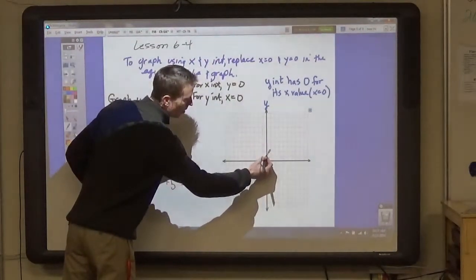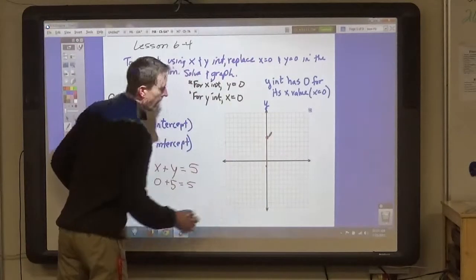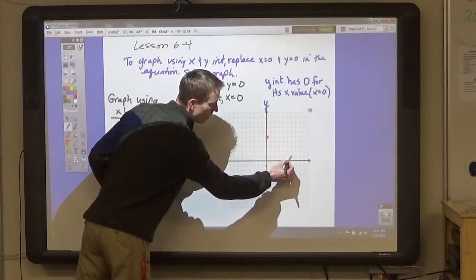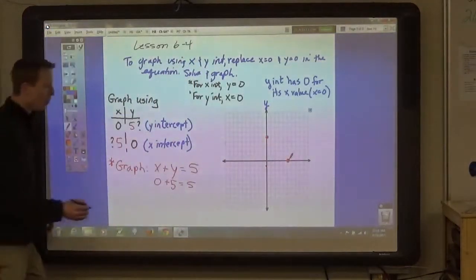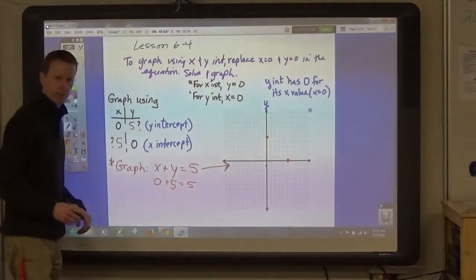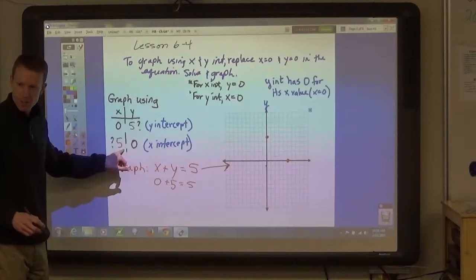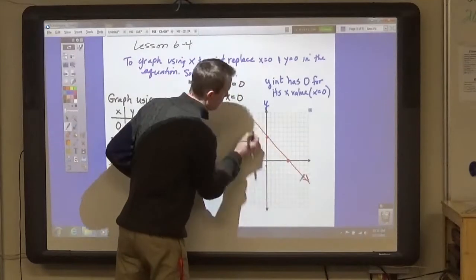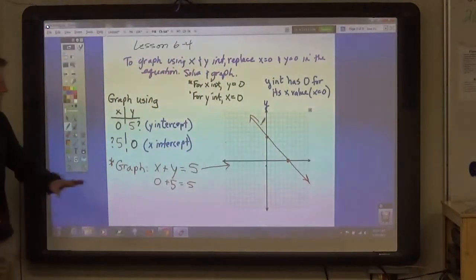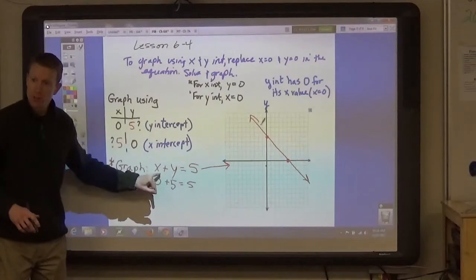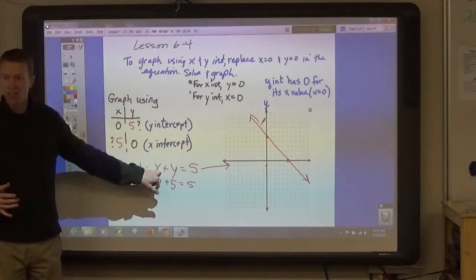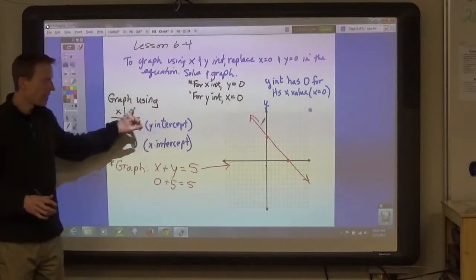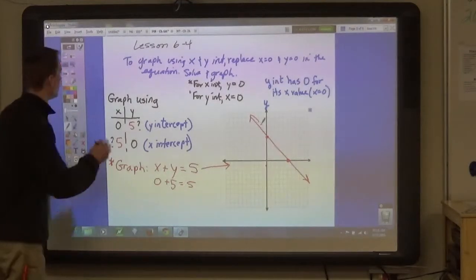So we can graph this simply by finding the 2 points on the graph. 0, 5. 1, 2, 3, 4, 5. And 5, 0. 1, 2, 3, 4, 5, 0. We can graph that equation this way, just by finding those points. Okay? That's the simplest way to graph the equation in this form. And this form is called standard form. We're going to use this process to graph standard form equations.